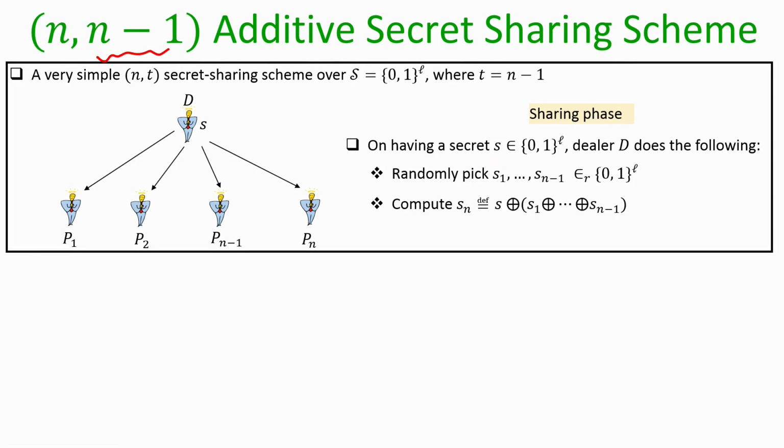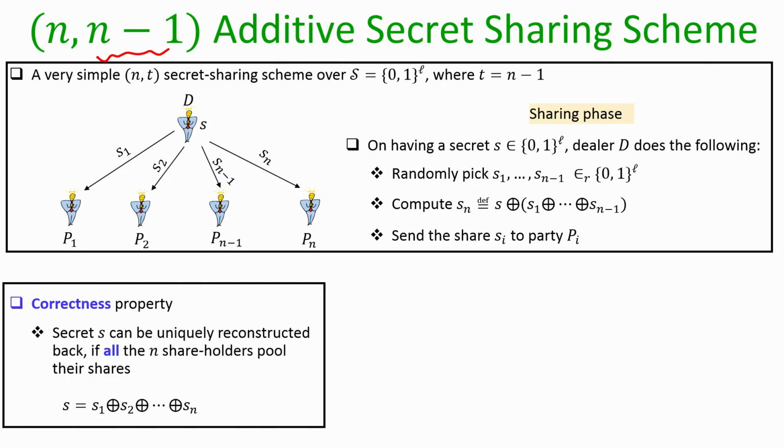Now, once the first n minus 1 shares are fixed by the dealer, the nth share is computed to be the XOR of the first n minus 1 shares and the secret S. And once the n shares are computed, the dealer sends the respective shares to the respective shareholders. Namely, the ith share Si is given to the party Pi over the dedicated, secure and authentic channel between the dealer and the ith party.